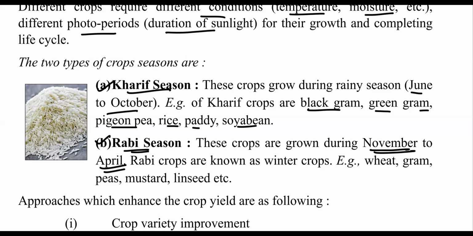The crops growing from June to October require much water, because there is a rainy season. But from November to April, less water is required. There is less rain, so they don't require much water, much temperature, or much duration of light. So rabi crops are grown in winter, and are also called winter crops, like wheat, gram, pea, mustard, linseed. These are examples. Please note this one, kharif and rabi crop.